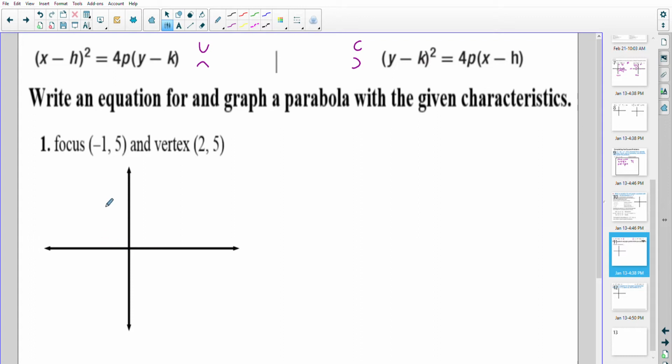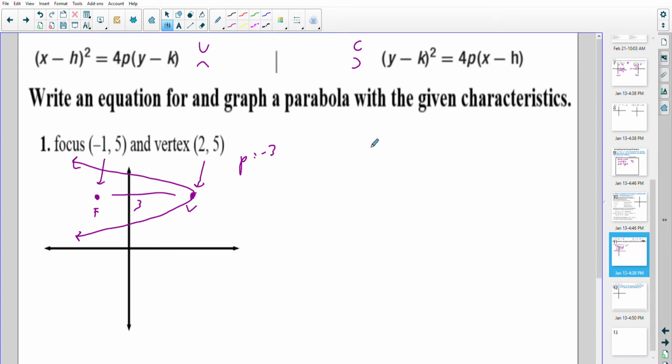So for example, negative 1, 5 is here. That's what the focus is, and the vertex is at 2, 5, which is this right here. And that tells you that the parabola is going to open toward the focus, which means that your p-value is this distance right here. And that distance is going to be the difference between 2 and negative 1, which is going to be 3. Remembering that p is equal to negative 3 because it opens to the left.